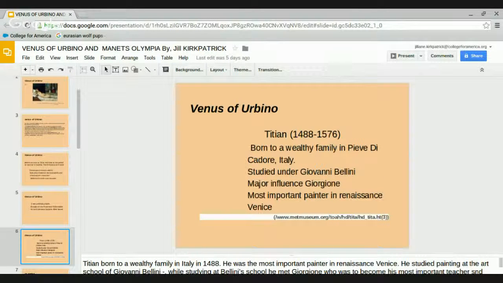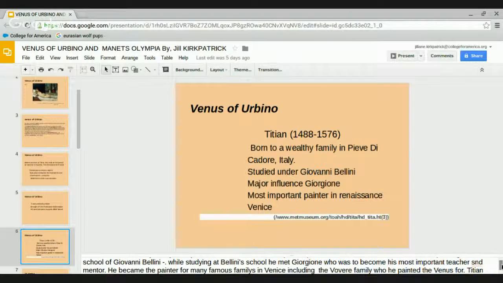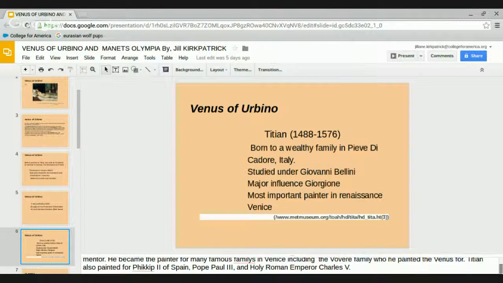Titian was born to a wealthy family in Italy in 1488. He was the most important painter in Renaissance Venice. He studied painting at the art school of Giovanni Bellini. While studying at Bellini's school, he met Giorgione, who was to become his most important teacher and mentor. He became the painter for many famous families in Venice, including the Vovier family, who he painted the Venus for. Titian also painted for Philip II of Spain, Pope Paul III, and Holy Roman Emperor Charles V.